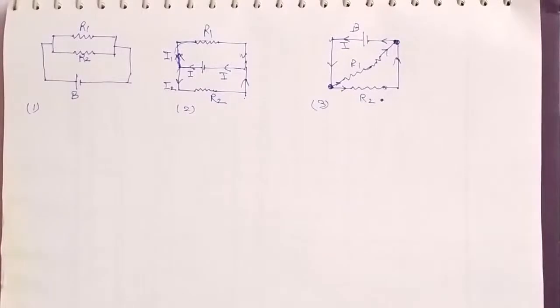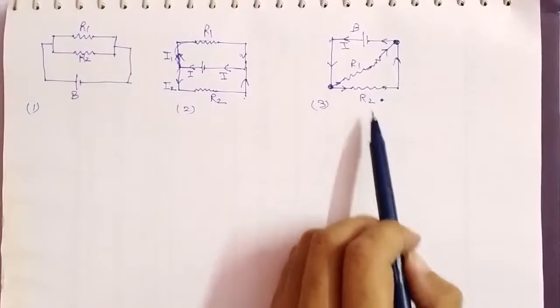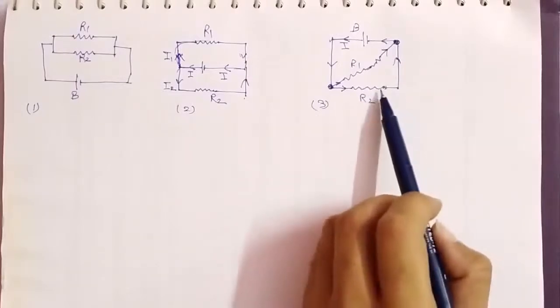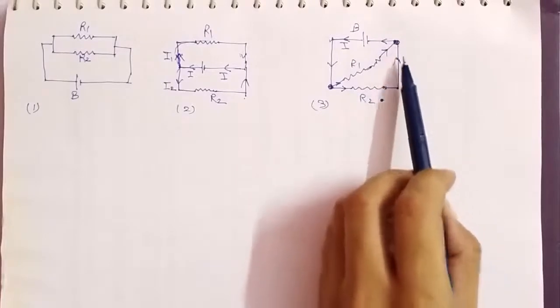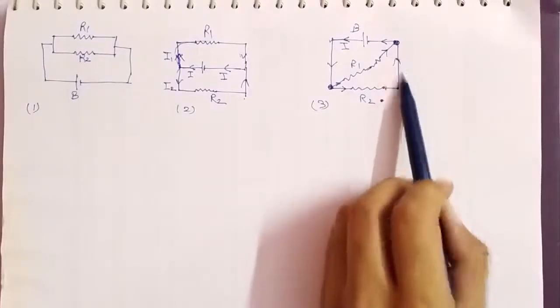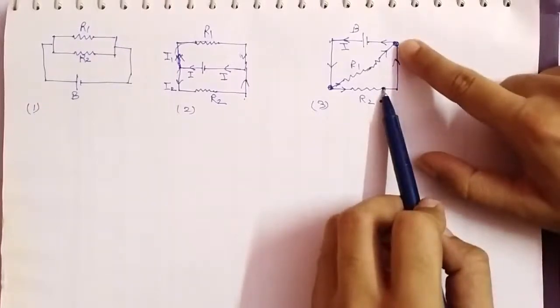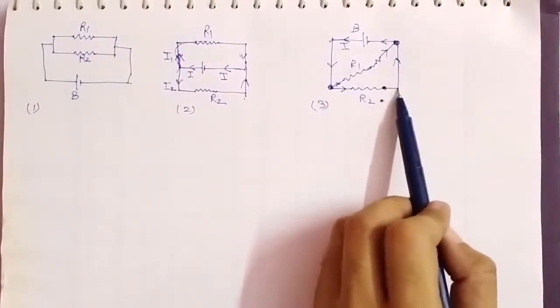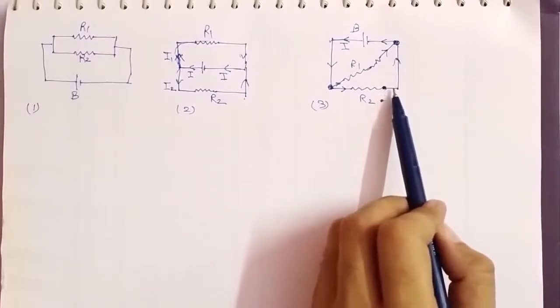Let's see the reason for this. If there is a resistance R2, and between this R2 and this junction there is a simple wire, and there is no resistance between this point and this point, then we can extend our wire or shorten our wire according to our need.